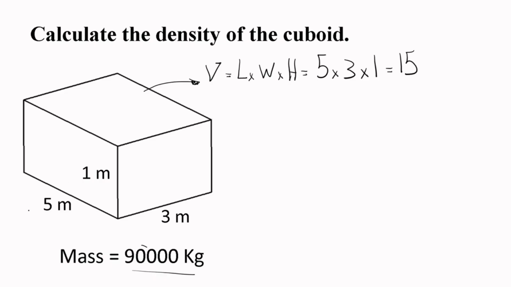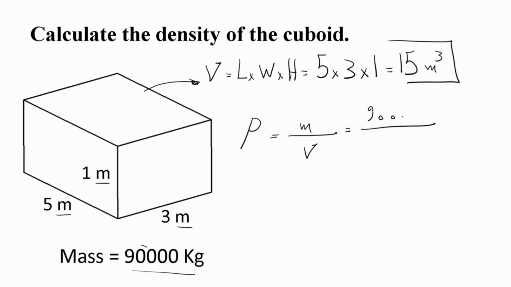What is the unit of this 15? As you can see, I have all the dimensions based on meter. So this one is gonna be cubic meters. Now let's write the formula. Rho is equal to m over v. I have m, which is 90,000 over 15. I expect you to know how to do this division. If you do this division, you would realize that the answer of this example is gonna be 6,000, and the unit is gonna be kilogram per cubic meters. Really easy.